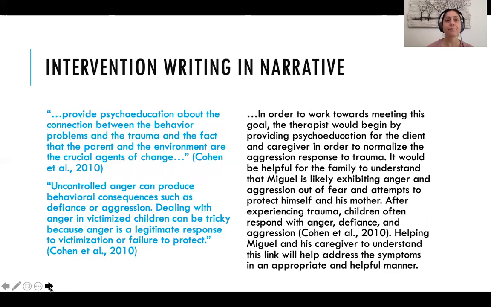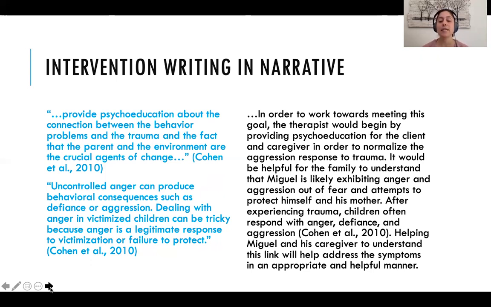All right. Now that you've written the interventions out, writing them into your paper is pretty straightforward. To keep you on track, I've pulled out the components we might want to include on the left and started writing them up on the right. And we'll start with the psychoeducation one. In order to work towards meeting this goal, remember that's from our goal narrative, right? So I just brought that in here.